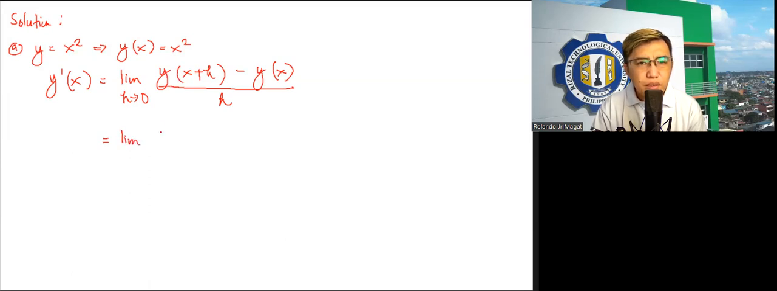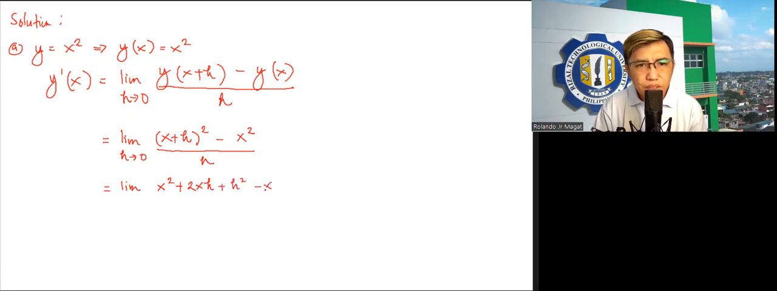We have the limit of y of x plus h, where the domain would be x plus h. So that would be x plus h quantity squared minus x squared all over h as h approaches 0. Let's expand x plus h quantity squared. What we have is the limit of x squared plus 2xh plus h squared minus x squared all over h as h approaches 0. Notice that we can cancel out x squared. This becomes 0 already, and we can factor out h, giving h times 2x plus h.